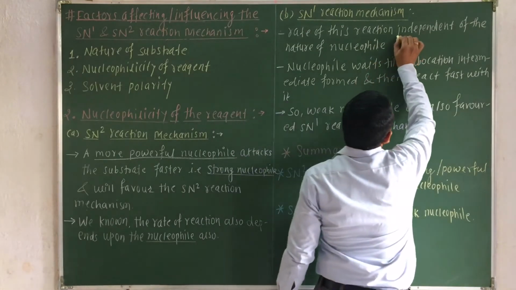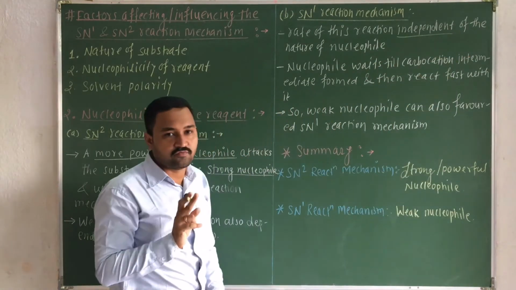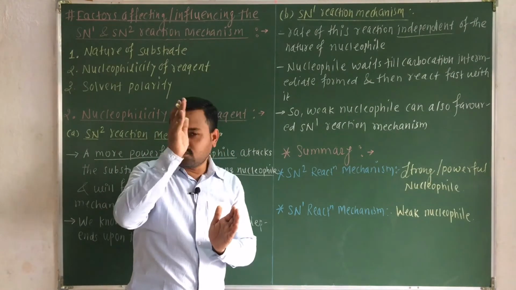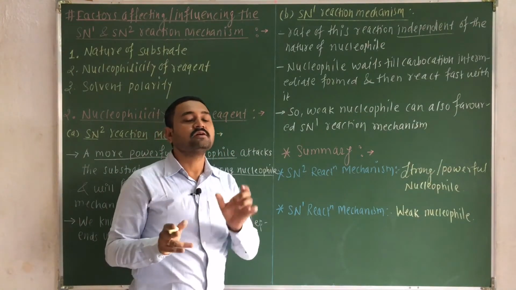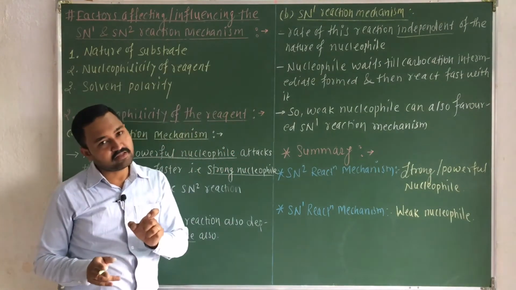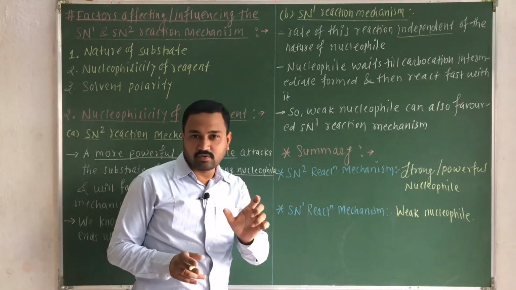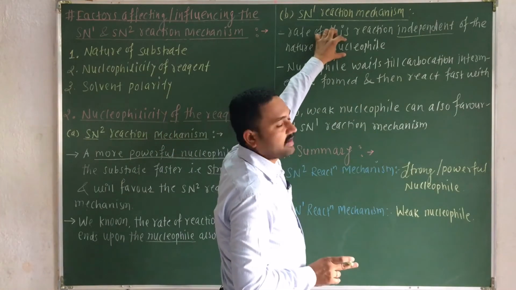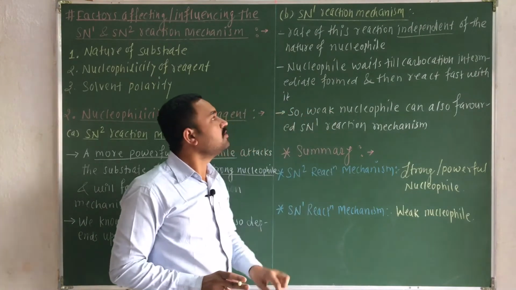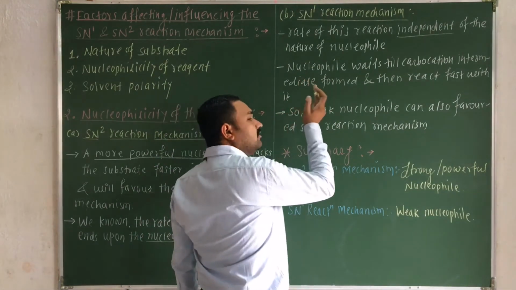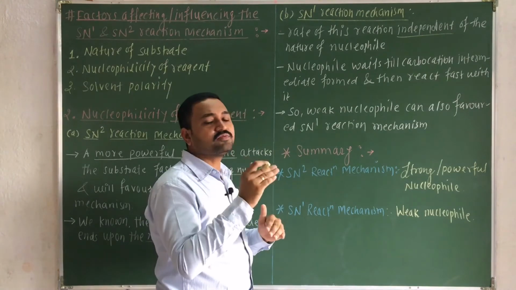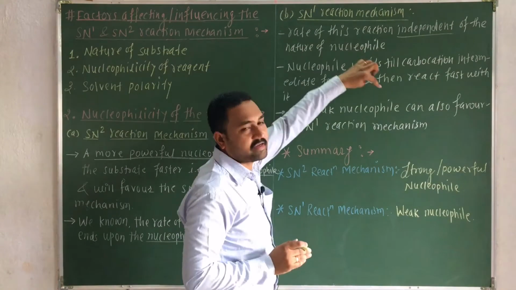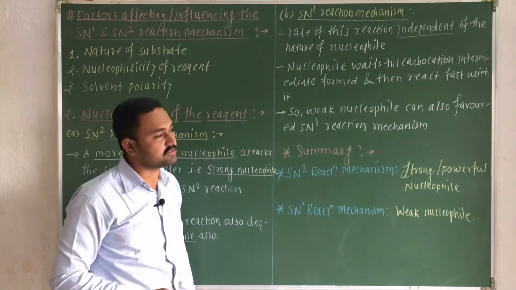Now if we consider the SN1 reaction mechanism, remember the rate of this reaction is independent of the nature or the concentration of your nucleophile. You know that in the SN1 reaction mechanism a carbocation is formed. That step is actually your rate determining step, or the slow step, which is independent of the concentration of your nucleophile. So keep this in your mind. That's why the nucleophile waits till the carbocation is formed, and then after the formation of the carbocation your nucleophile will attack and the product formation will take place.